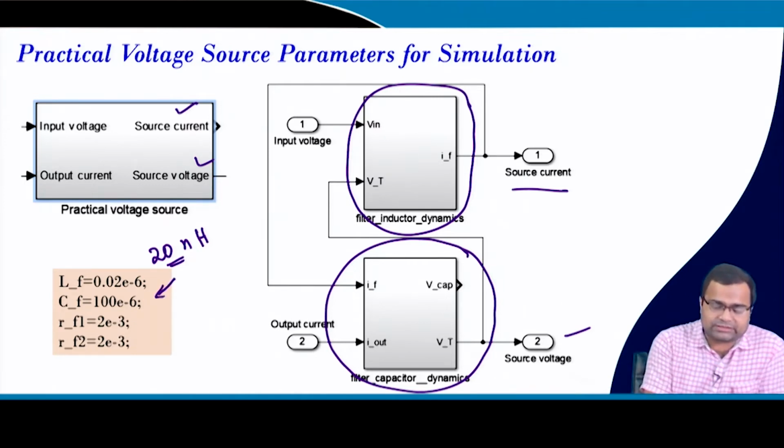Then the capacitor which is on the output side of the source, and this is the DCR of this inductor, and this is the ESR of this capacitor.